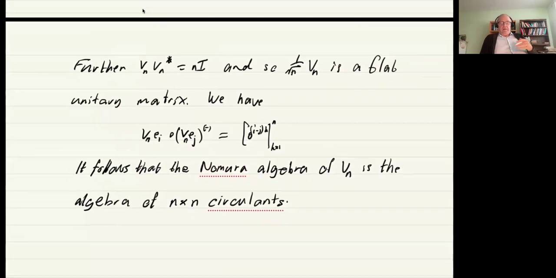Okay, so this is rather nice. You've got a really straightforward matrix, the Vandermonde matrix. Okay, it's flat and unitary. Its Nomura algebra is the algebra of circulants. And that's certainly an interesting object and turns up in lots of places. Okay, so although this is our first example, there's some meat in it.